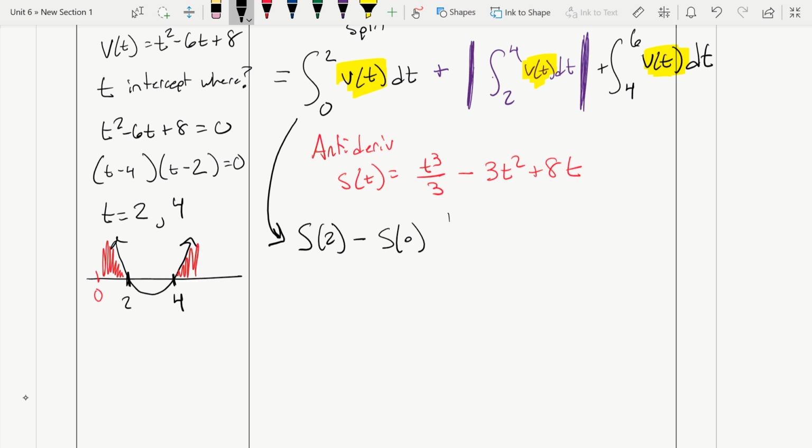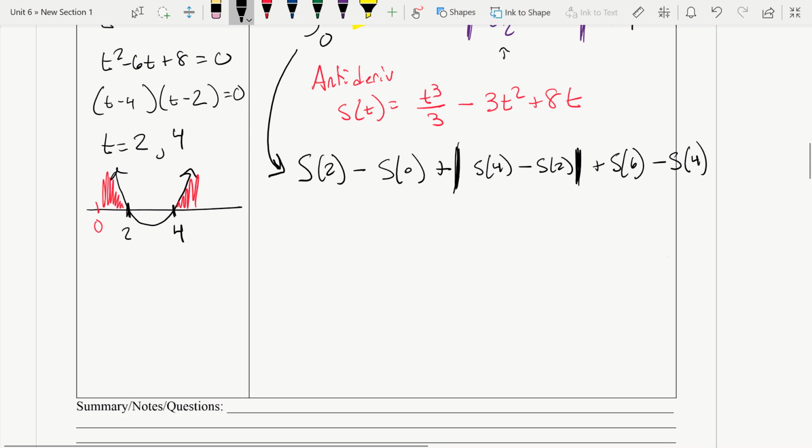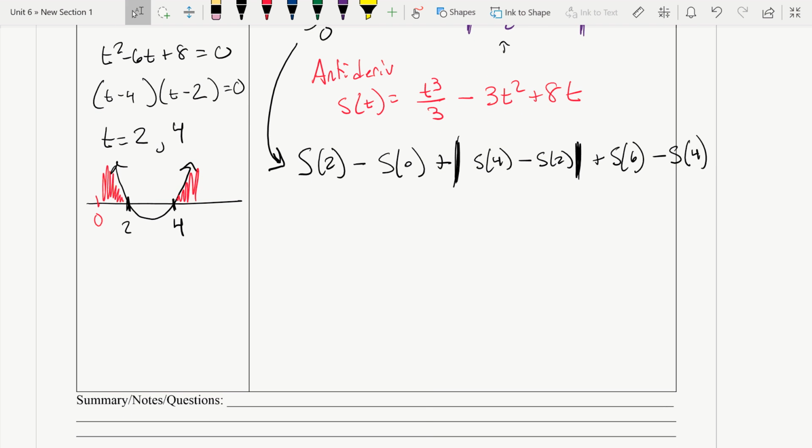So there's our first integral, plus, now I need my absolute value, doing it with 2 and 4. So upper limit 4 minus lower limit 2, close the absolute value, plus one more time with 6 and 4: antiderivative at 6 minus antiderivative at 4. And okay, still bad news, right? Because we've got to evaluate this function at 1, 2, 3, 4, 5, 6 places.